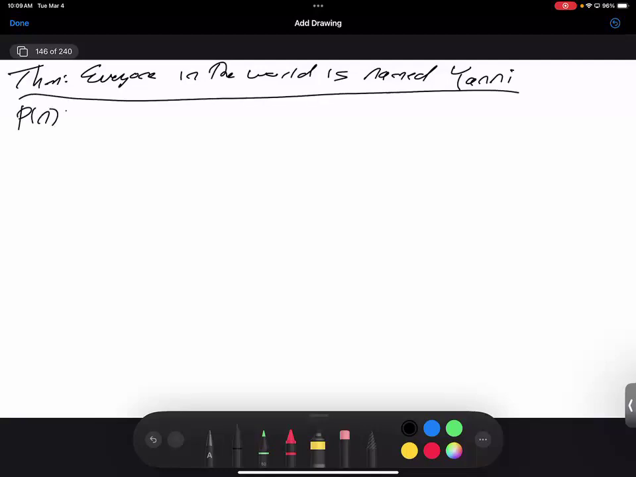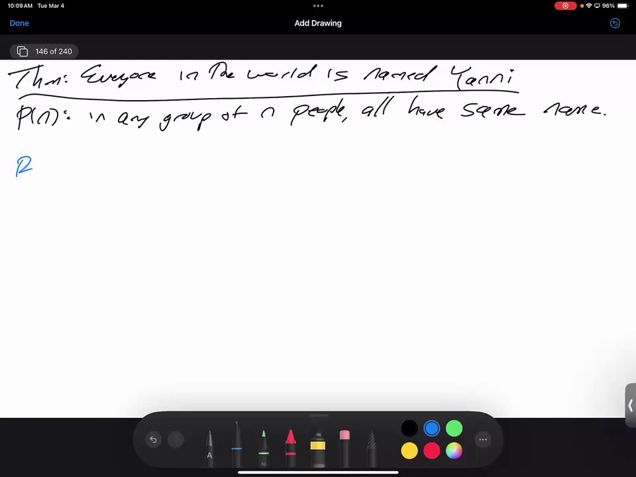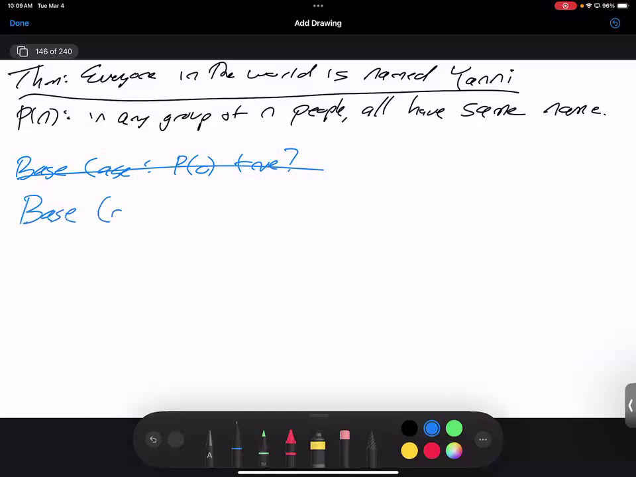So Pn is: in any group of n people, all have the same name. Let's do the base case. Is P0 true? What do you think? P1 is true. P1 true? Yes. So we'll start counting at 1.